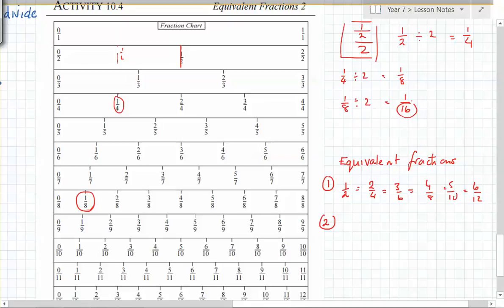Do you remember I said the denominator is how big the size is? So the bigger the denominator, the smaller that piece. And you've got to think of it in that way.